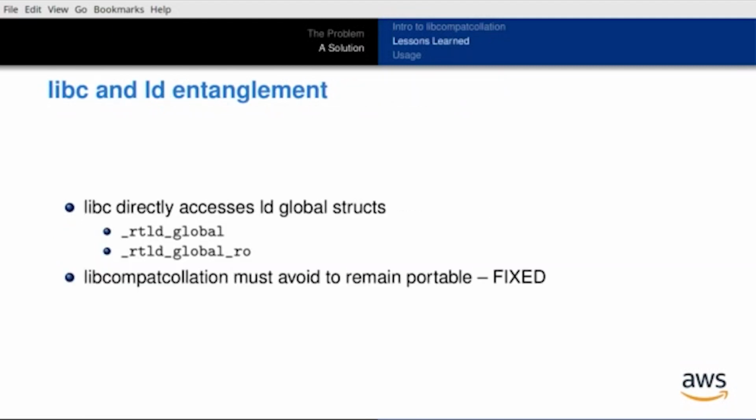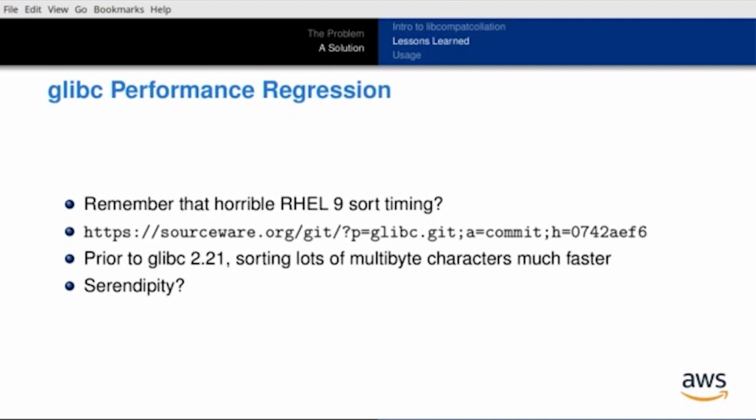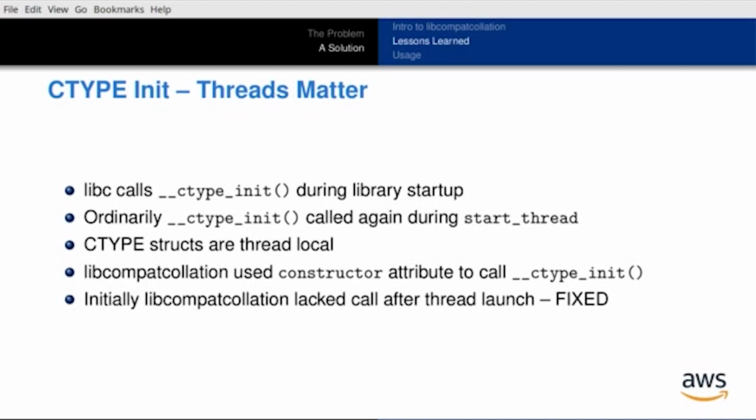So I talked a little bit about this already. Libc accesses LD global structs. These two in particular are problems. Basically I couldn't touch anything that touches those in order for this thing to be portable. I talked about the performance regression already that was found. So if you're using this older version of glibc on a newer system, you're going to get a performance boost out of it, and that's just serendipity. I had lots of problems with C types. If glibc is complicated enough, C types are complicated on top of that.